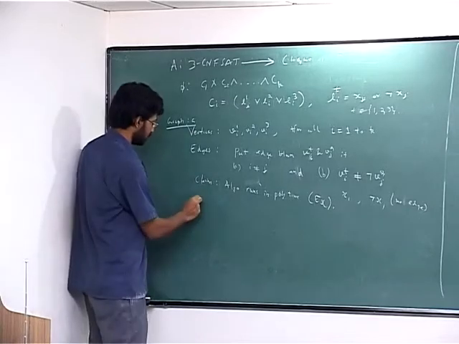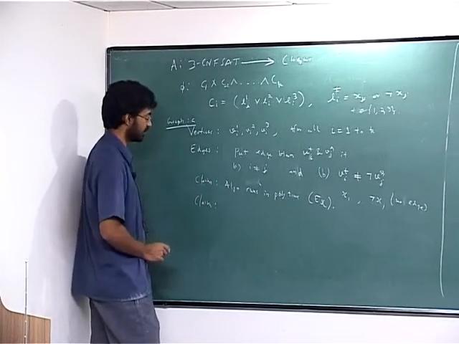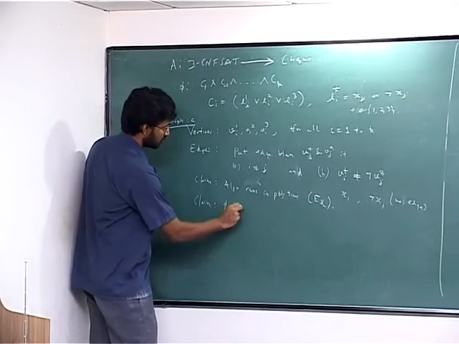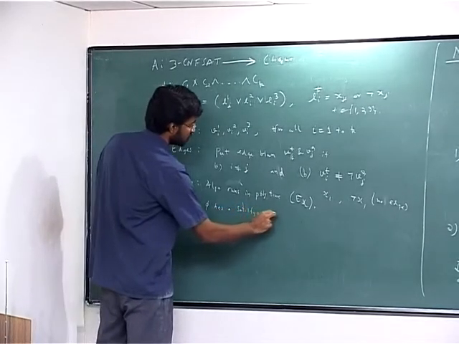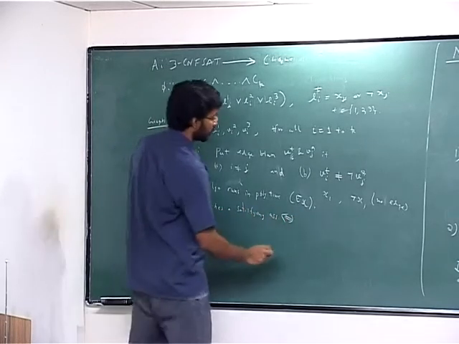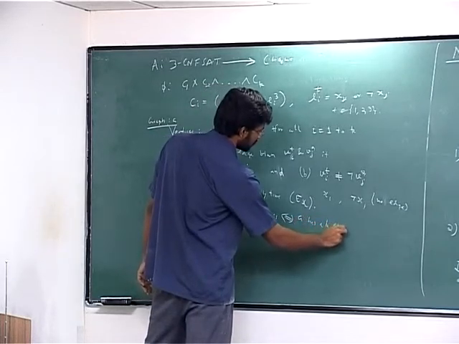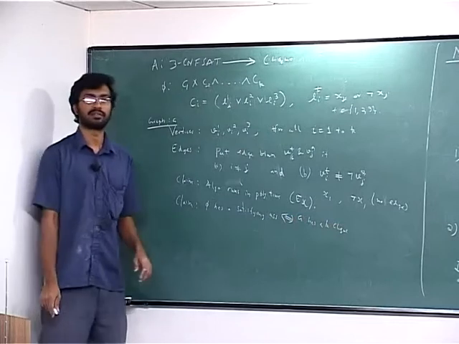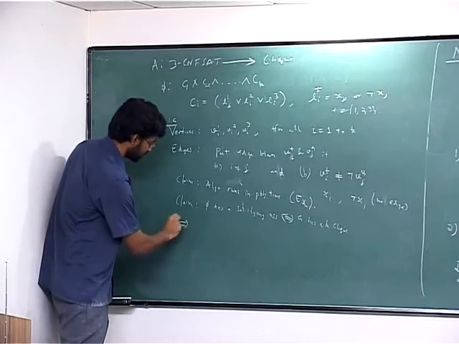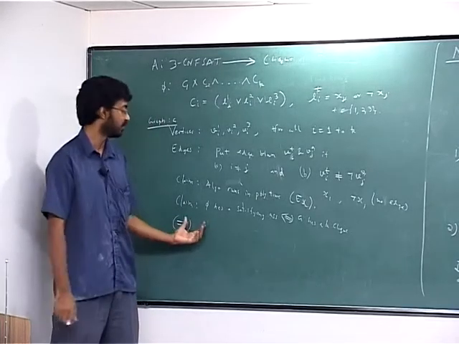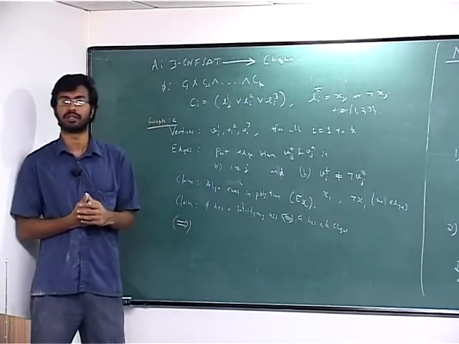But more importantly, this is a more important claim. I mean, both are important, but the more non-trivial claim is this: phi has a satisfying assignment if and only if G has a clique of size k. So let's look at this direction. What we are going to show is that if phi has a satisfying assignment, that will imply that G has a clique of size k.